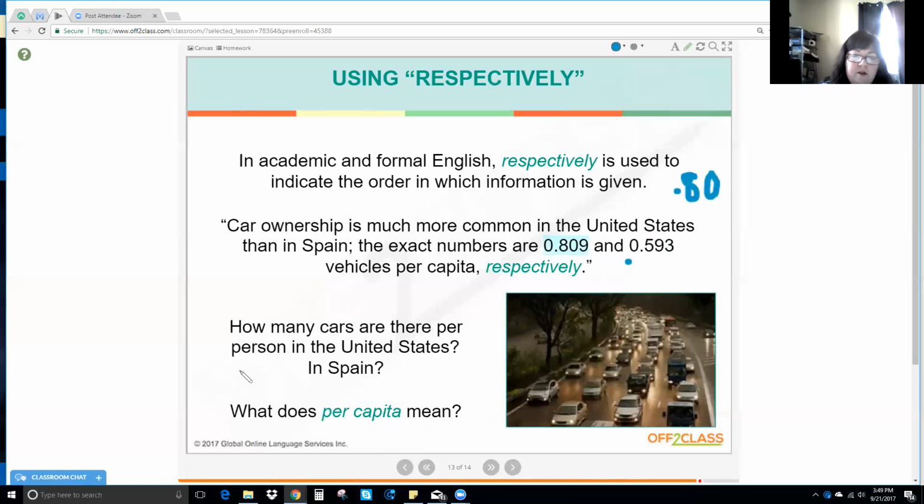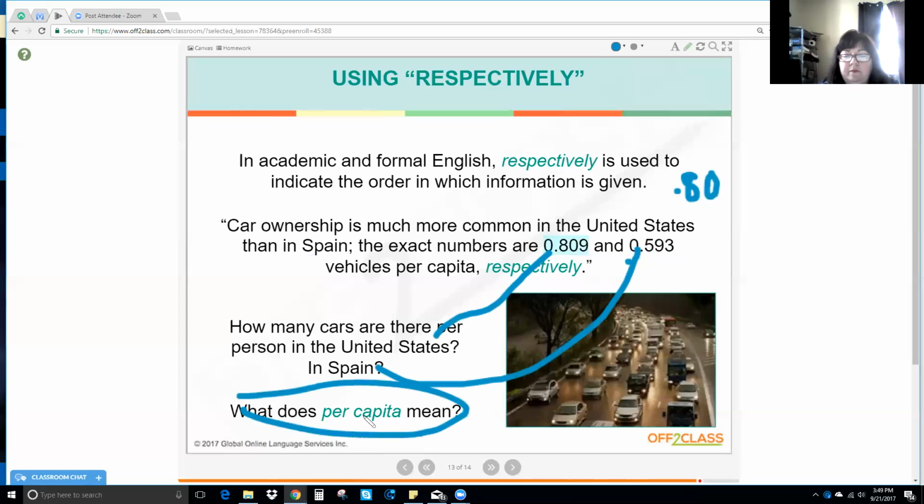All right. How many cars are there per person in the United States? Okay, so we answered that question. There were 0.809. And in Spain, we said 0.593. Okay, what does per capita mean? Per capita. Okay, that means per person. Based on the number of people. Okay.